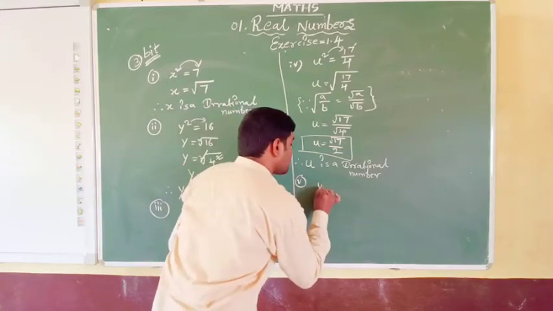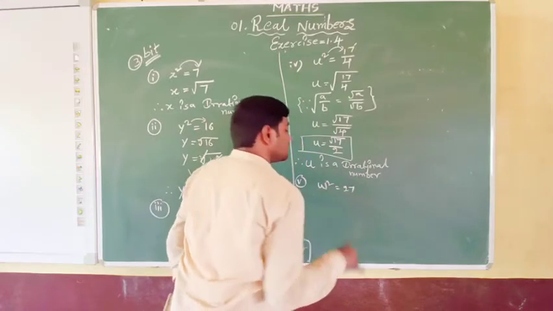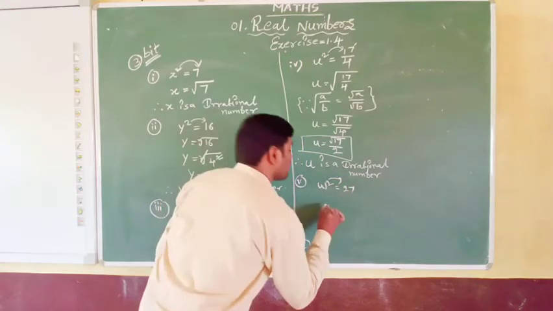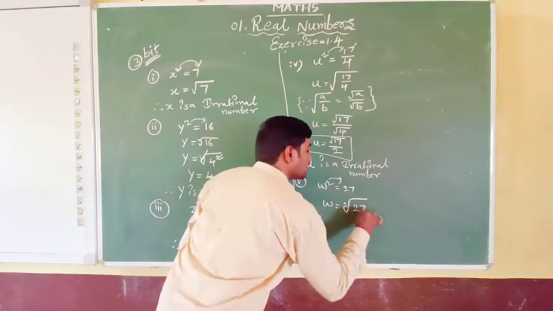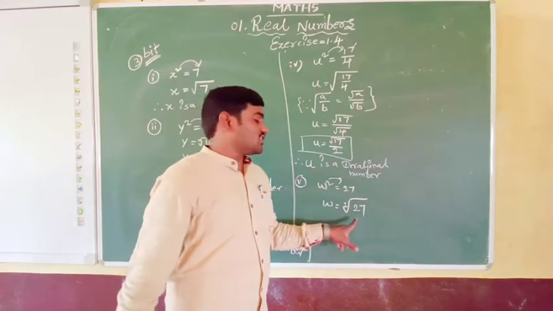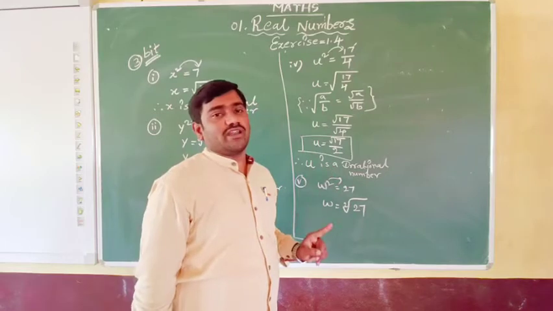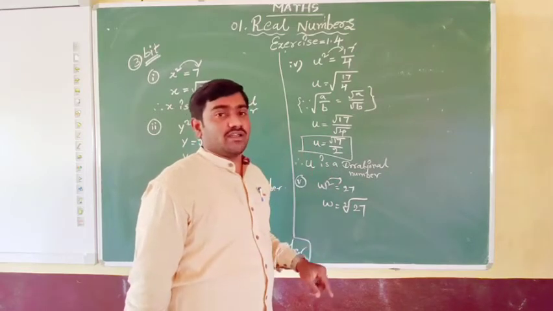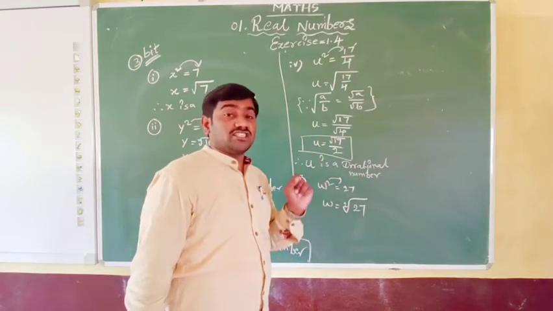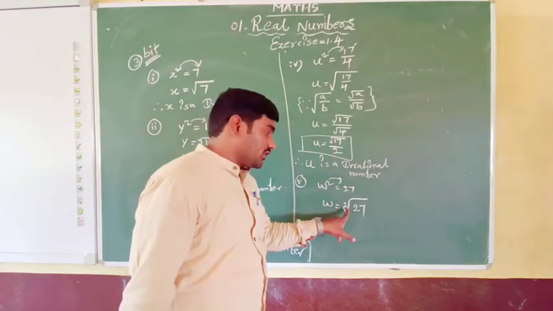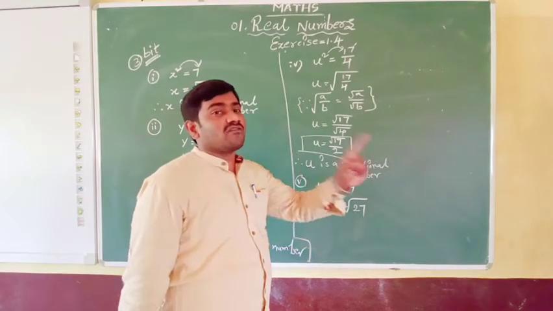w square equal to 27. Here you transfer the square to this side, that means square root. w equal to square root of 27. 27 is not a perfect square number. 25 is a perfect square number. 36 is a perfect square number. Then what is 27? 27 is a perfect cube number. That means 3 cube is 27. Whether it is a cube root or square root, here it is a square root. So the square root of 27 is not a perfect square number.